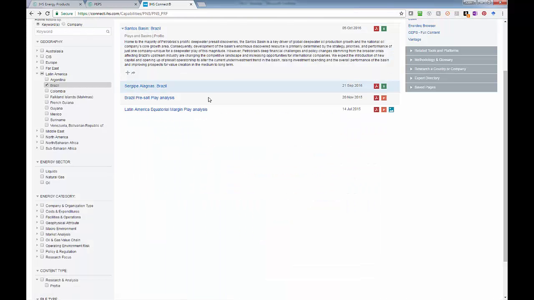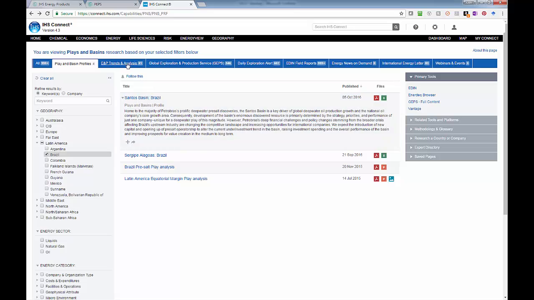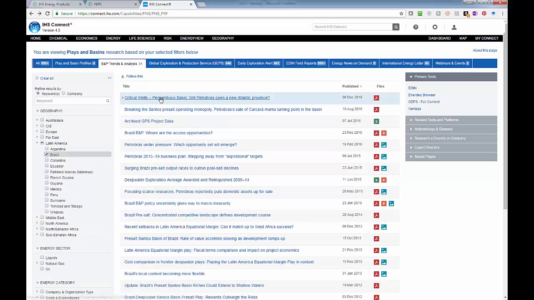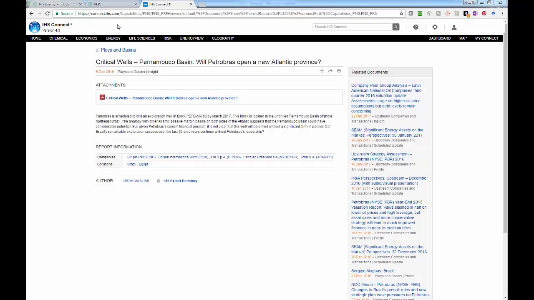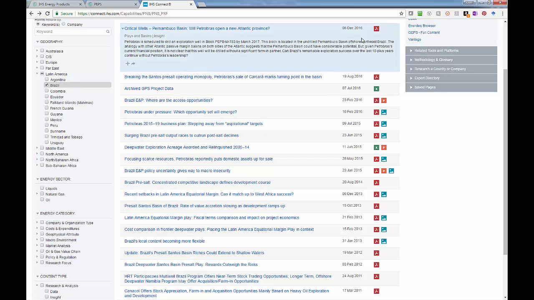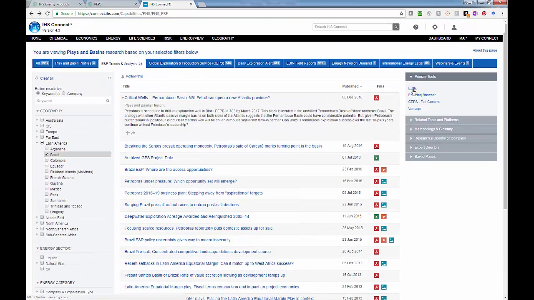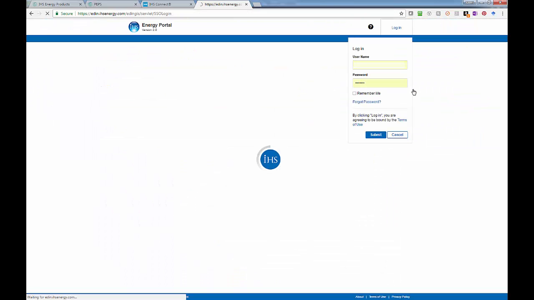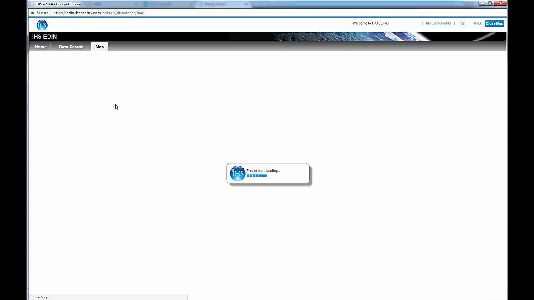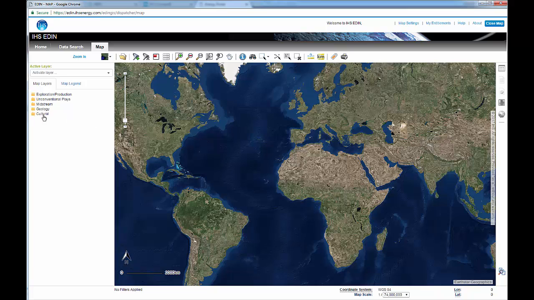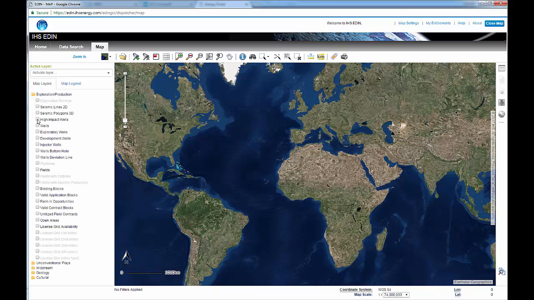Trends and analysis documents provide insights into key developments, such as the technical, commercial, and strategic implications of critical wells being drilled. Next, to start their assessment of E&P prospectivity, the team uses Eden to examine historical exploration results, subsurface characteristics, and midstream infrastructure. To focus on opportunity areas, the team first displays bidding blocks.